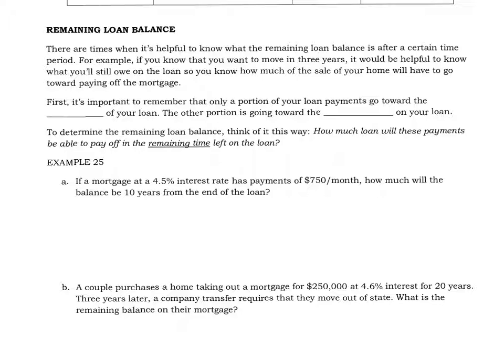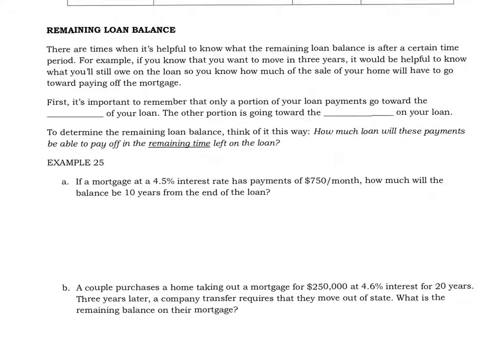So the one thing that you really have to pay special attention to is that only a portion of your payment goes to paying off the balance of your loan, and those are the calculations we just did. So you might have a $1,000 payment, and 800 might be going to pay off the interest. Only 200 goes to paying down your debt. So that other portion is going to the interest.